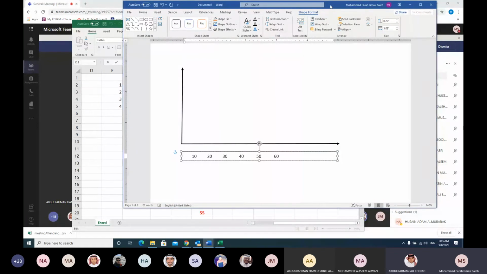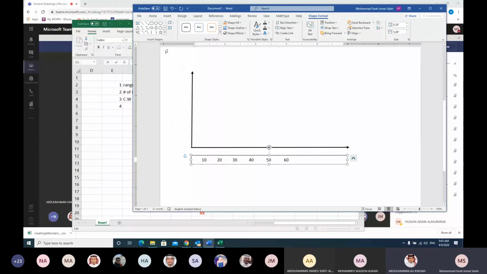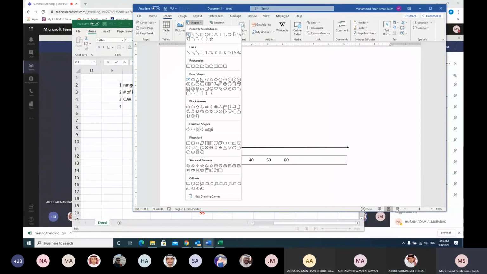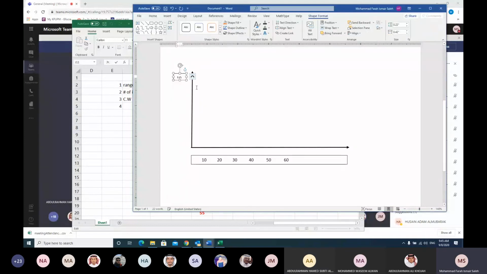Now on the y-axis, put the cumulative relative frequency. It's a percentage. What is the maximum percentage? 100%. The center between 0% and 100% is 50, somewhere here. Between 50 and 0 is 25, at the center. Between 50 and 100 we have 75, at the center. 75%.